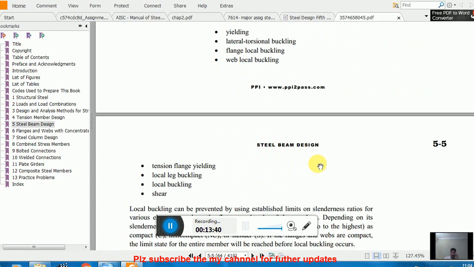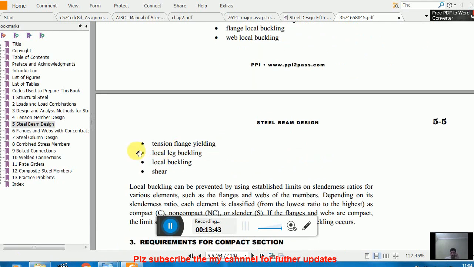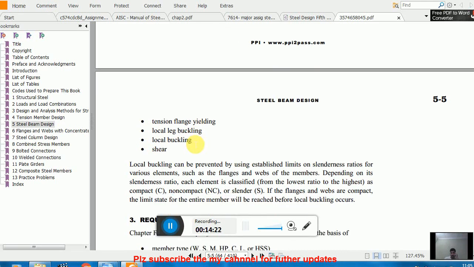And what we have next is tension flange yielding. We don't check for this tension flange yielding, nor for compression flange buckling or yielding. These are checks used in plate girders. Local leg buckling applies, I think, to channel shapes and angle shapes. And then shear checking, basically of the web: shear yielding and shear buckling. We will deal with these topics inshallah in plate girder analysis and design.